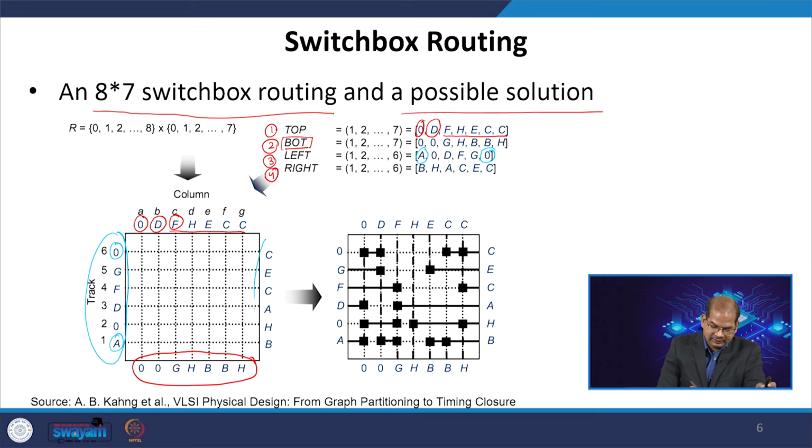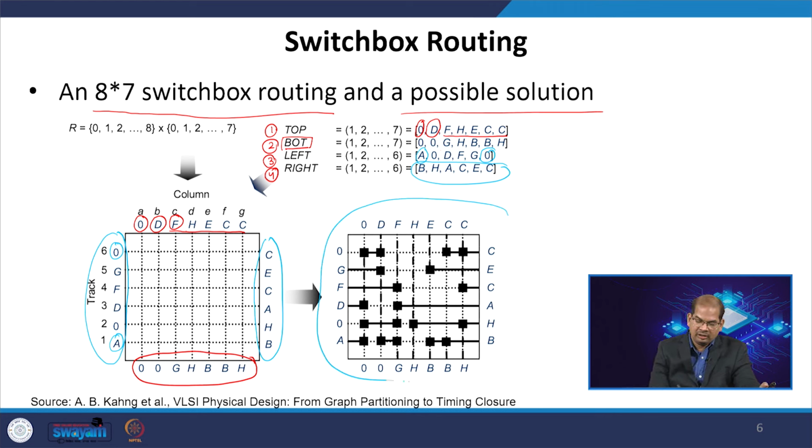Similarly, this is for the right side. Okay. Now, after this, this is one possible routing solution. This is one of the possible routing solutions for this switch box.